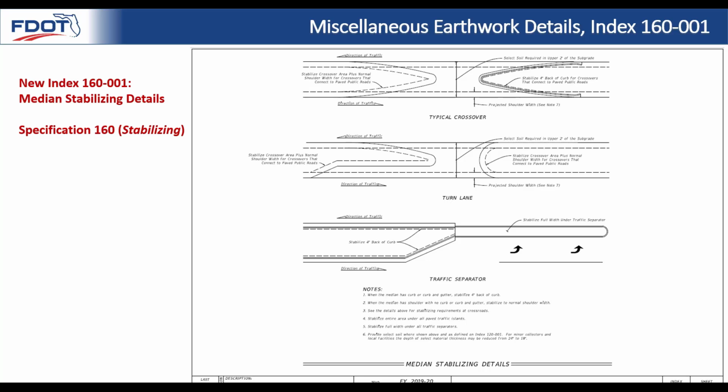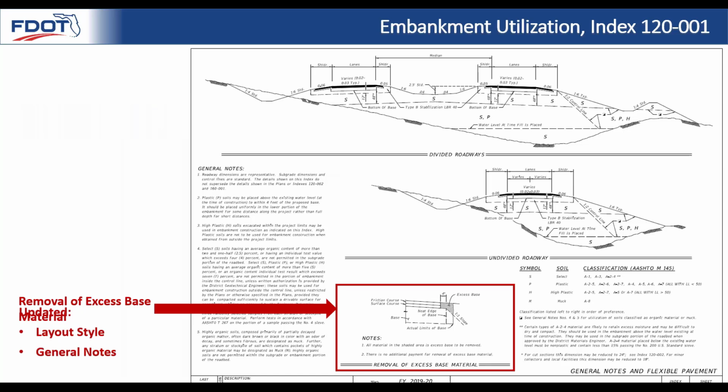Embankment utilization, standard plan index 120-001 is where we relocated the excess base material information. And then we also did some general layout adjustments within this index to make it match up with the current formatting that we're using for the roadway standard plans, as well as bringing it up to date with new CAD standards. So aside from just bringing in the excess base material, we updated the index and the general notes.